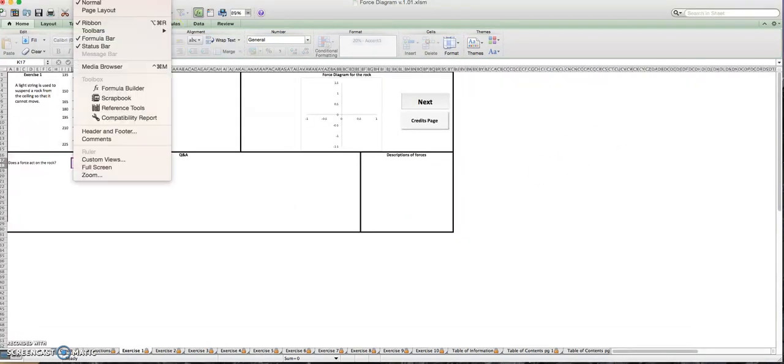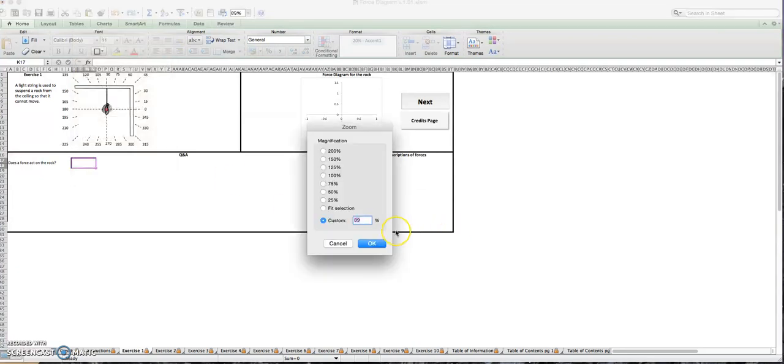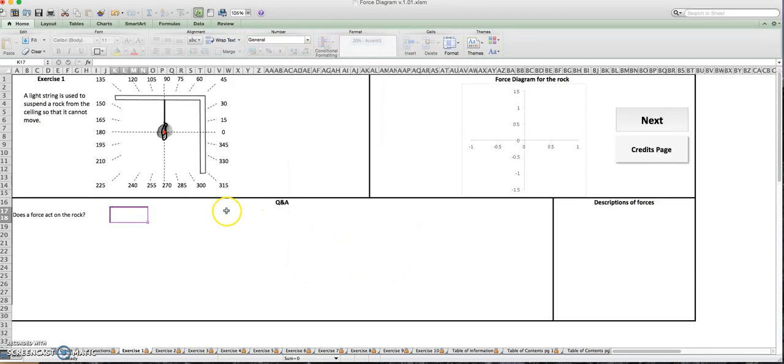I need to zoom in again. You can see this a little bit better. So this is the first exercise. It says a light string is used to suspend a rock from a ceiling so it cannot move. So we just simply answer these questions. Does a force act on the rock? The student could say no, maybe. And if so, then the program will prompt a question. And hopefully the student will see, well, yeah, there is something touching it, so there must be a force.